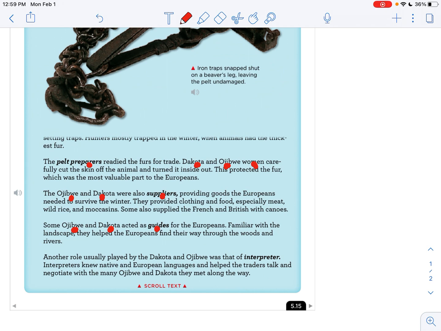Another role played by the Dakota and Ojibwe was that of interpreter. So that's someone who can interpret the language. Interpreters knew Native and European languages, and they helped the traders talk and negotiate with many Ojibwe and Dakota they met along the way. So here's another job that's an interpreter. So of our 8 jobs, we have 5 that are Native Americans and 3 are fur traders.